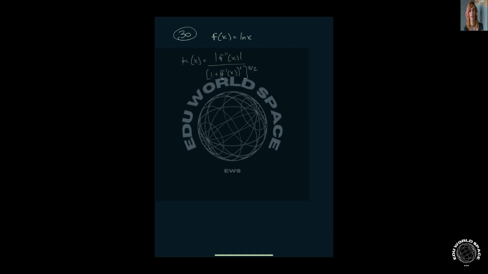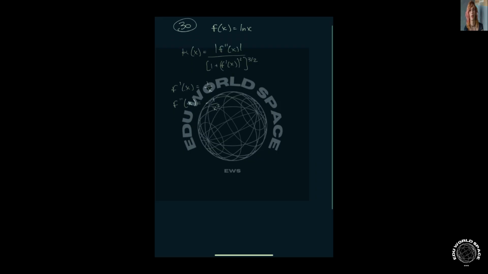So with that in mind, let's find f prime of x, which we know is 1 over x, and then f double prime of x, which we know is negative 1 over x squared. So when we take the magnitude of f double prime of x, what we're going to end up getting for our curvature is going to be this right here over 1 plus 1 over x squared raised to the 3/2.